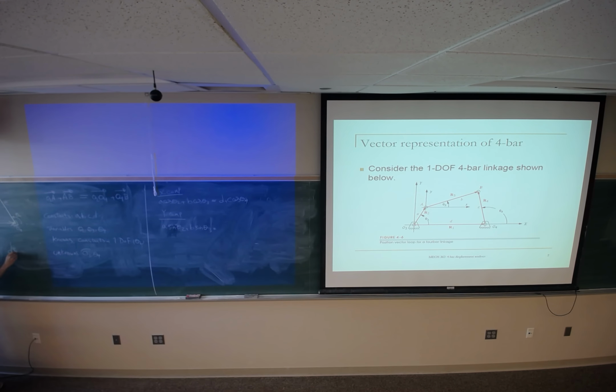We know that cosine squared of theta 3 plus sine squared of theta 3 equals 1. So if I square these equations and add them up, I can get rid of theta 3. So I get b squared cosine squared of theta 3 plus b squared sine squared of theta 3 equals this squared plus this squared.